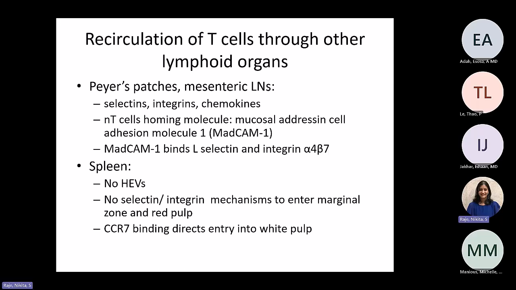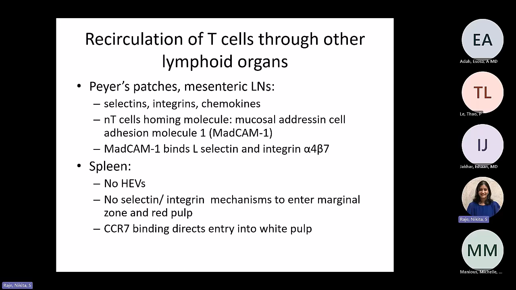MAdCAM-1 can bind to the selectin. It's interesting because it can also be an integrin ligand. It's a CAM, so it can be an integrin ligand as well. And so it can bind to L-selectin and it can also bind to the integrin alpha-4 beta-7. So that interaction of alpha-4 beta-7 with MAdCAM is a really important one. It helps in bringing those cells to a complete stop so that they can come out into the patches from the circulation. So it helps in homing. This interaction of MAdCAM-1 and alpha-4 beta-7 helps in homing of these cells to the gut.